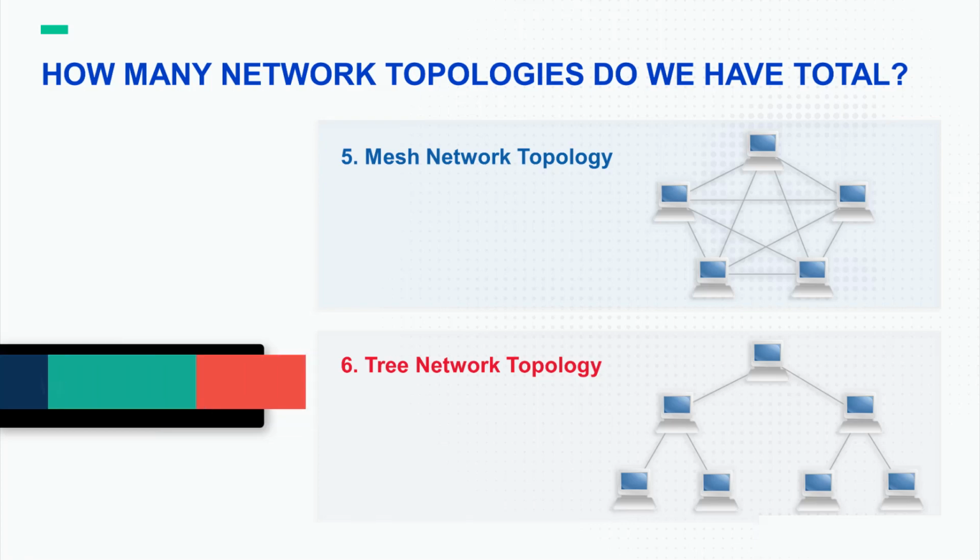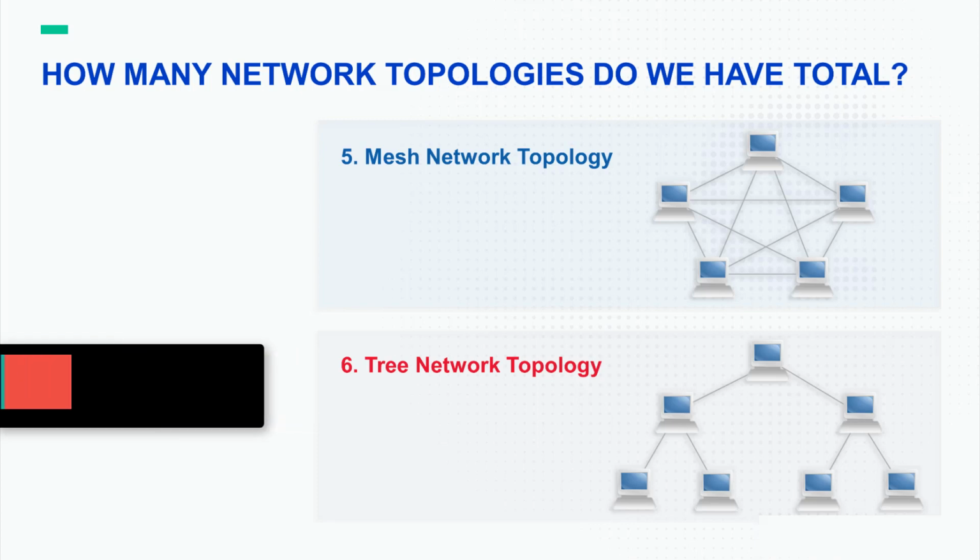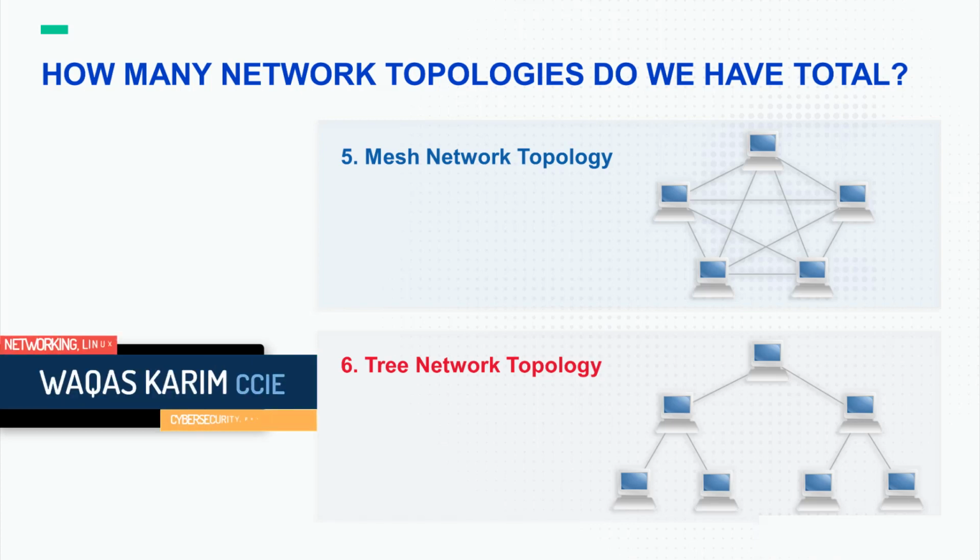The sixth type is called tree network topology. This one we will discuss more in our switching module when we discuss layer 2 switching. This topology is used wherever we have a risk of layer 2 network loops.